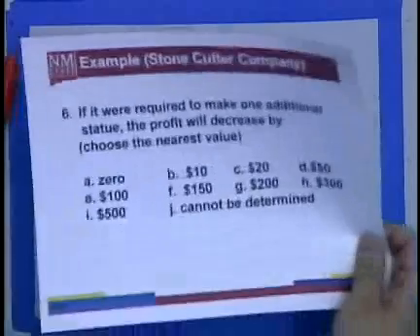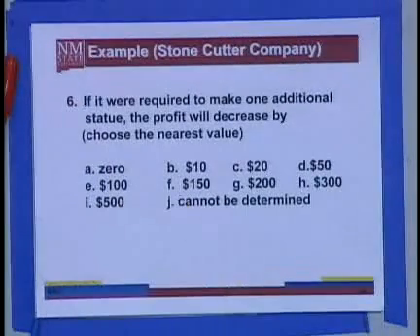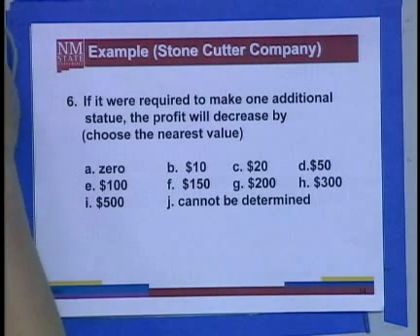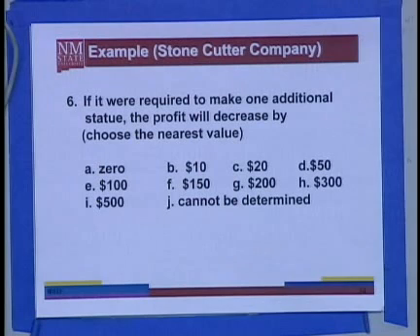Okay, next is number 6. This is the multiple choice problem. So, if it were required to make one additional statue, the profit will decrease by how much? And you are required to choose the nearest value.